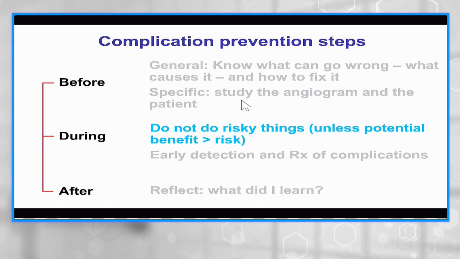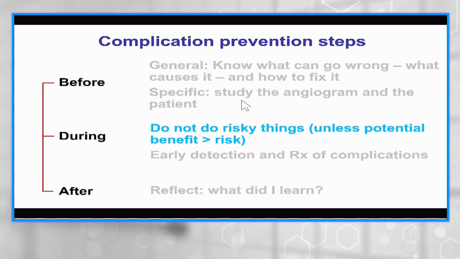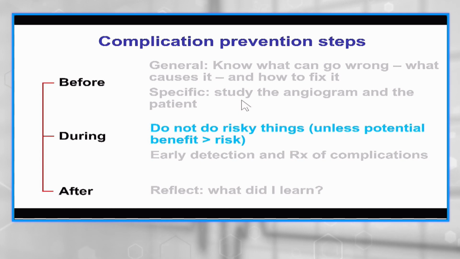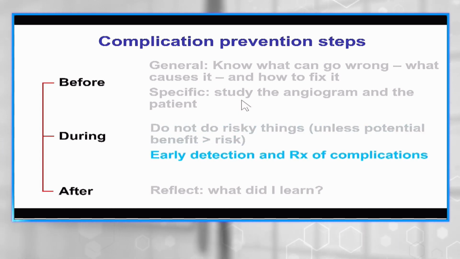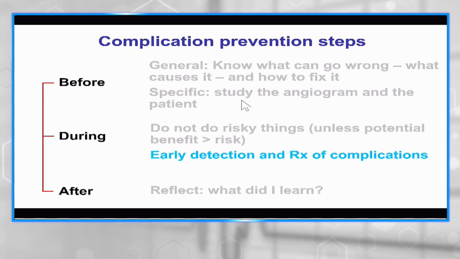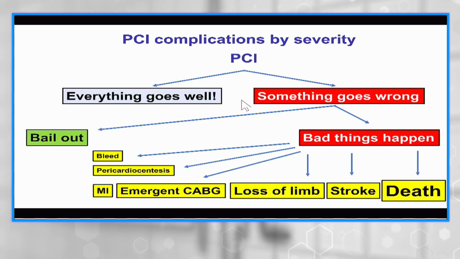For example, this very complex epicardial collateral may not be worth tackling in a patient who has only mild angina, but may be well worthwhile in a patient who has severe class 4 angina. And then it is important to be very focused and alert during the case, so if a complication happens, it can be detected and treated very soon.